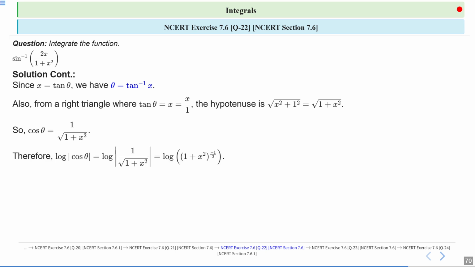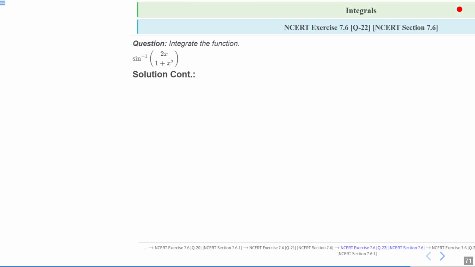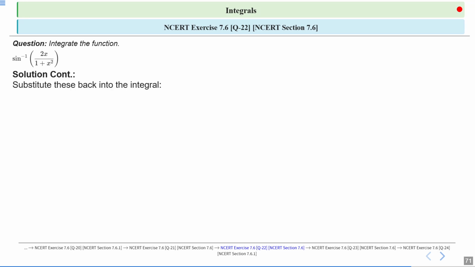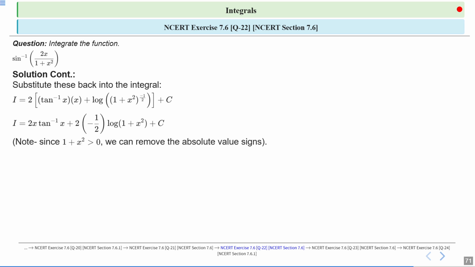So now we have the values of theta and cos theta. Just substitute, so we get log cos theta is equal to log of 1 by root under 1 plus x square, which is equal to log 1 plus log of 1 plus x square to the power minus 1 by 2. Substitute this back into the integral. We get I is equal to 2x tan inverse x plus 2 into minus 1 by 2 log 1 plus x square plus c.